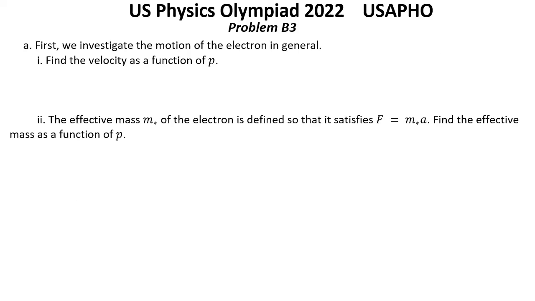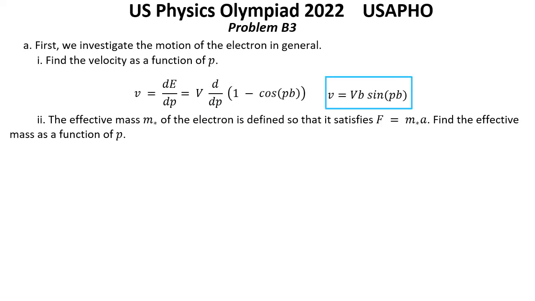Solution for question A. First, we investigate the motion of the electron in general. First, find the velocity as a function of p. Solution. Using the provided identity, we have v equal ∂E over ∂p, and using the expression for energy, we have this formula. We need to take the first derivative, which will get us the formula that v equal V_B sine of pb. That was the solution for the first one.